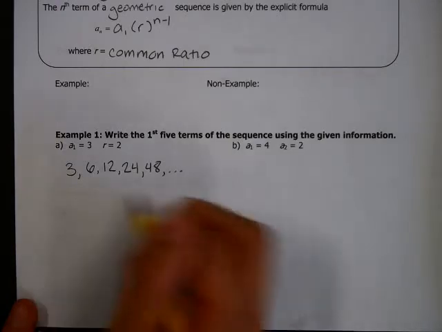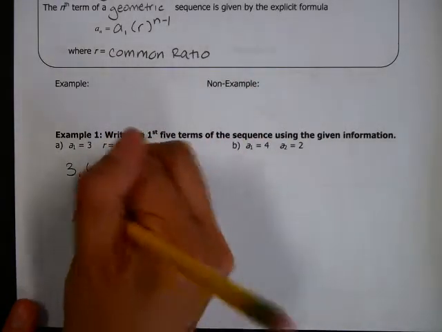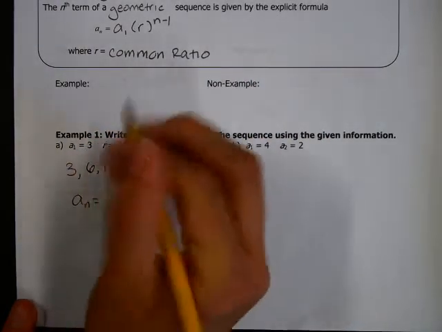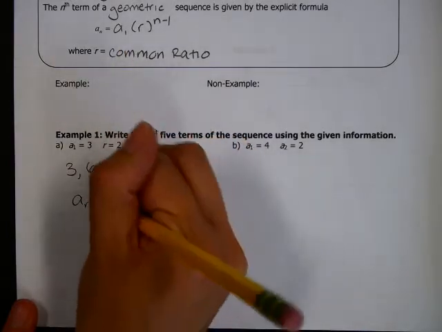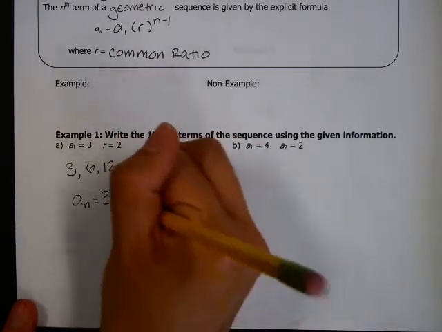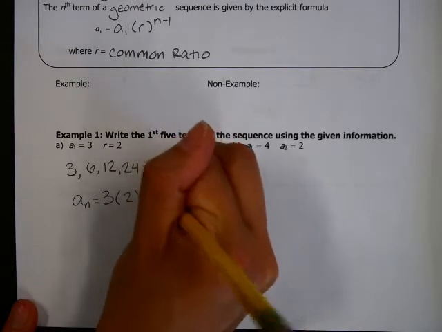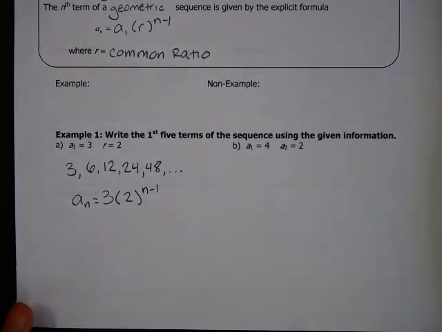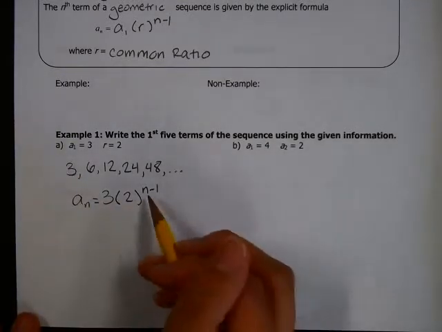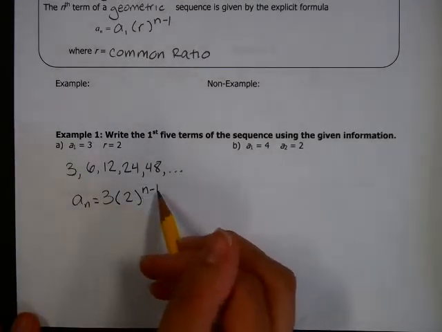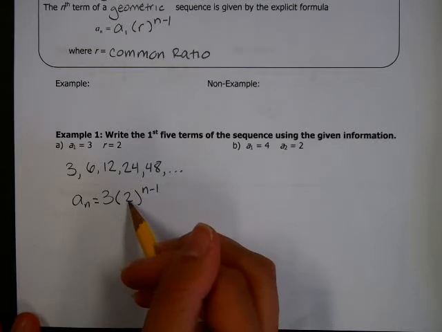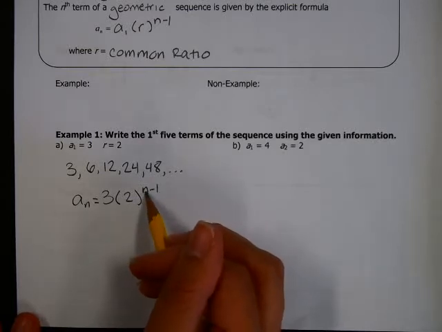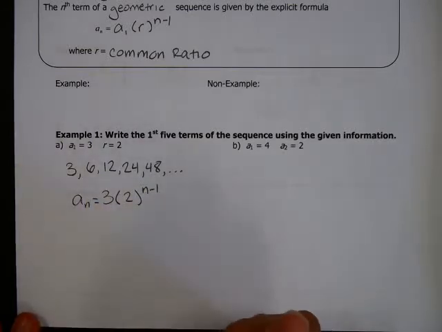The explicit formula for this sequence, let's see, we have a sub n equals a1, so our first term is 3, times the common ratio to the n minus 1 power. So let's think about this for a second. For the first term, if I plug in a 1 here, 1 minus 1 is 0, 2 to the 0 power is 1, and so 3 times 1 gives us our first term, which is 3.